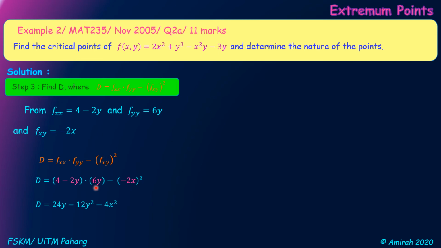So we multiply 6y by 4 here, so we get 24y, minus 6y times 2y, so minus 12y squared, and then negative 2x squared, so we get positive 4x squared inside, and outside the bracket we have a negative sign here. So minus 4x squared. Never multiply negative and negative here, because we need to solve the squared first. So after we simplify, we get negative 4x squared, not positive 4x squared. So you must be careful.